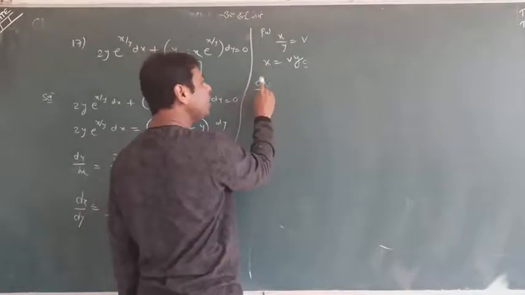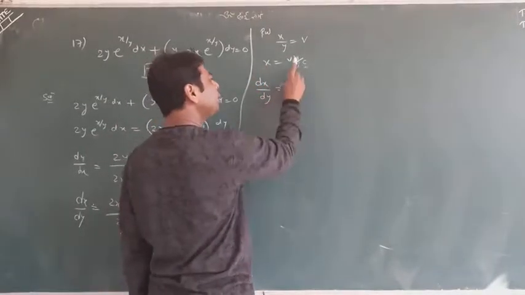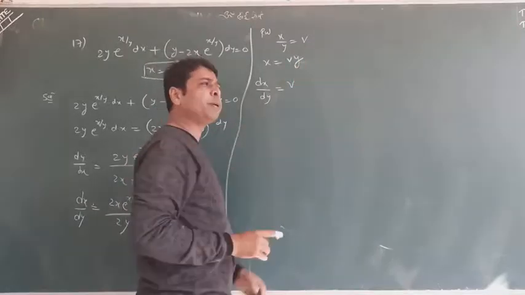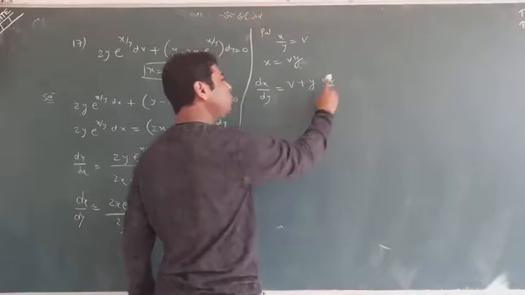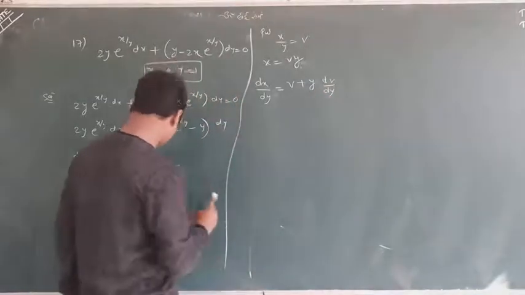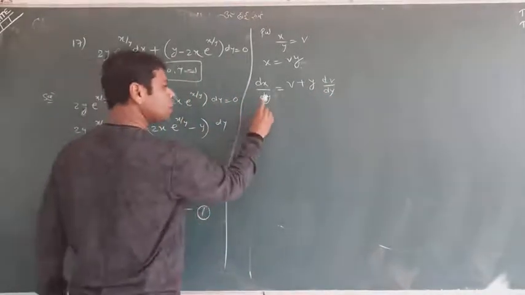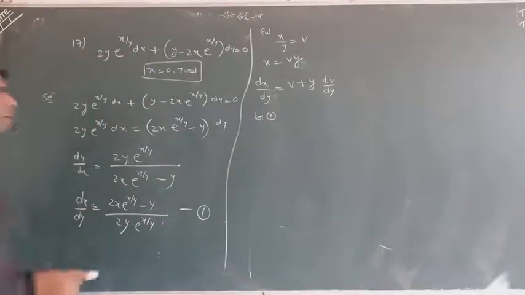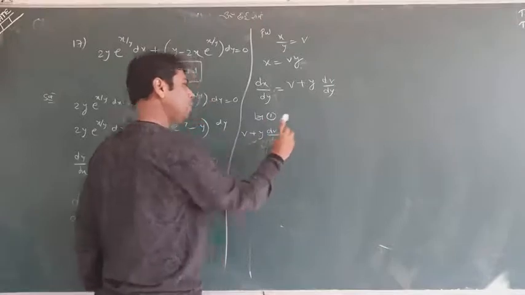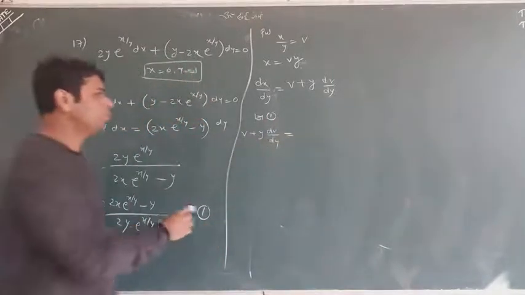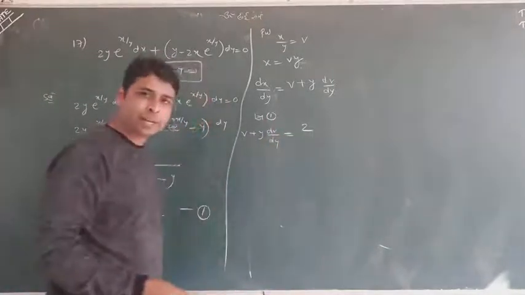dx by dy: first function v, differentiation of y with respect to y is 1, plus second function y, differentiation of v with respect to y is dv by dy. Students, this whole dx by dy will be v plus y dv by dy, equal to this. Let me tell you the short trick.